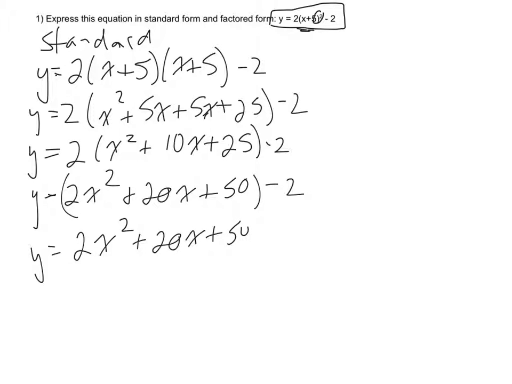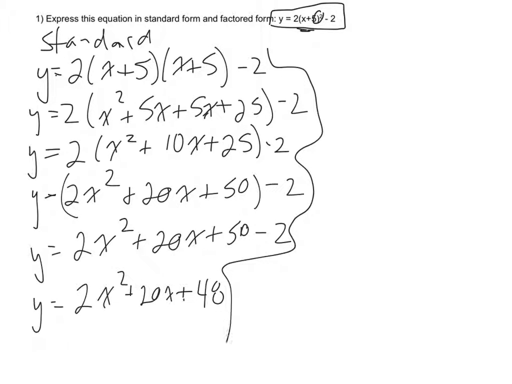So I now remove the brackets, and I can deal with the like terms of 50 and negative 2, and I say 50 minus negative 2 equals 48. And for our grand finale, there is our expression or equation now in standard form with 2x squared plus 20x plus 48. And this is kind of a necessary step to go to factored form.